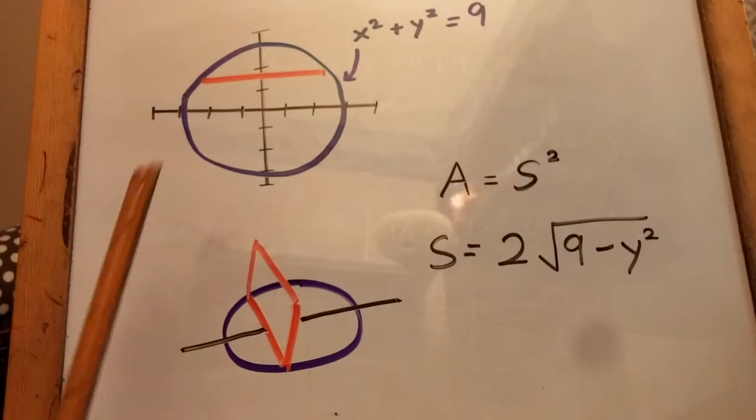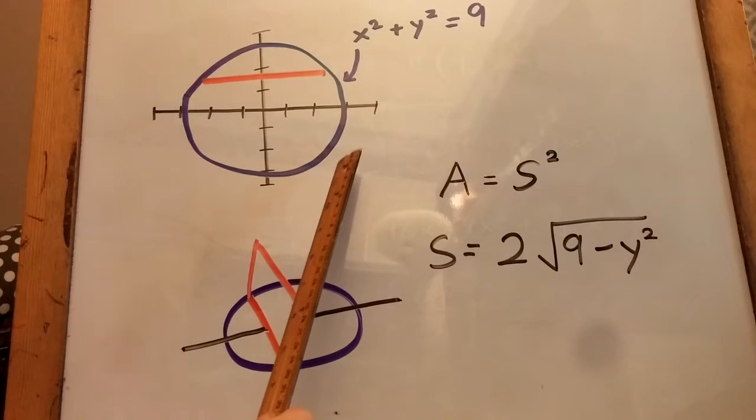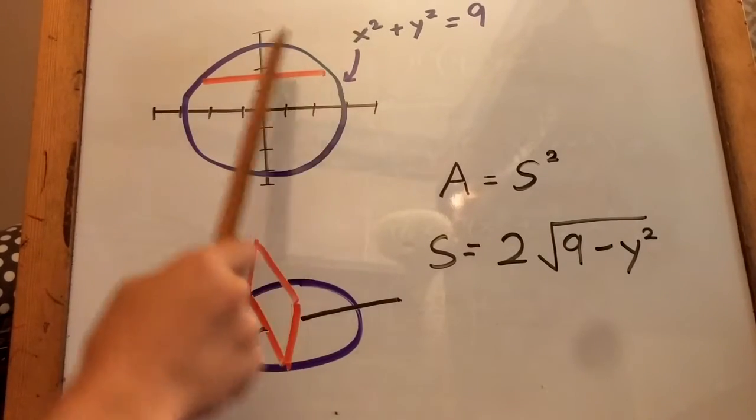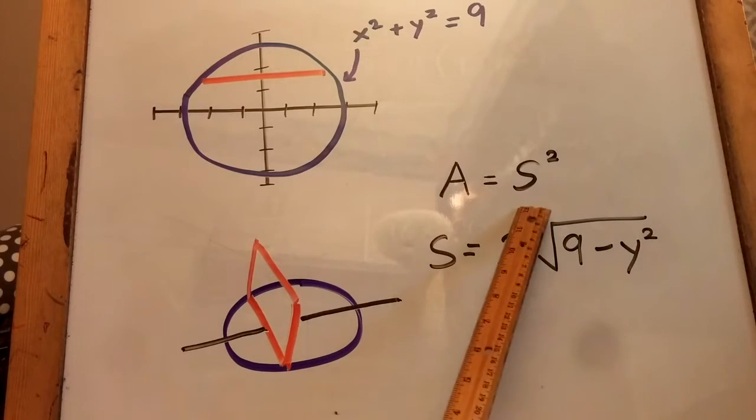So right here we have the graph of the function x squared plus y squared equals 9, this circle. And the side of the square is perpendicular to the y-axis. So we have to remember to make it a function of y. So we have to find the area of the square. The area of the square is just side squared, so we need to find the side.